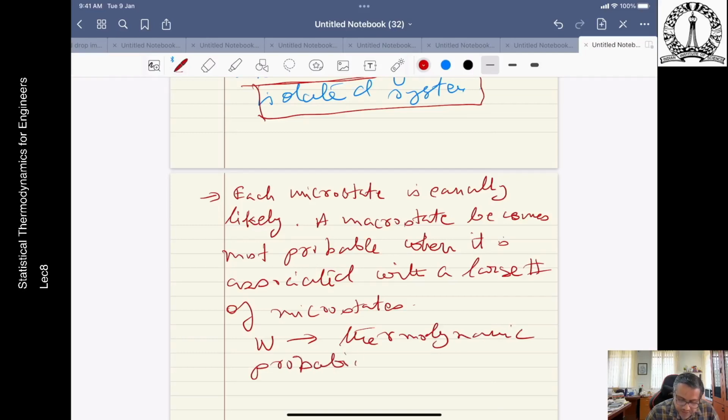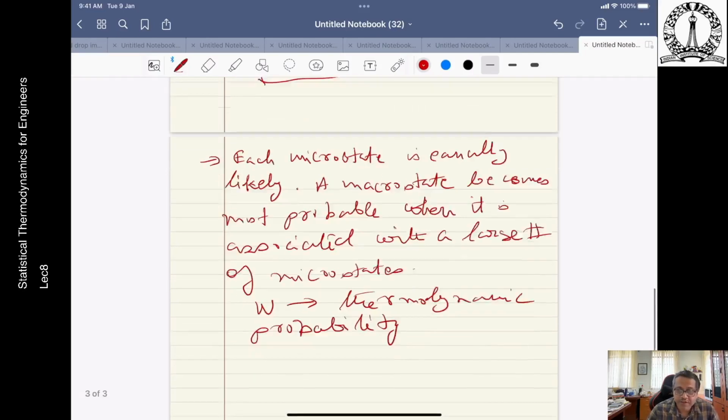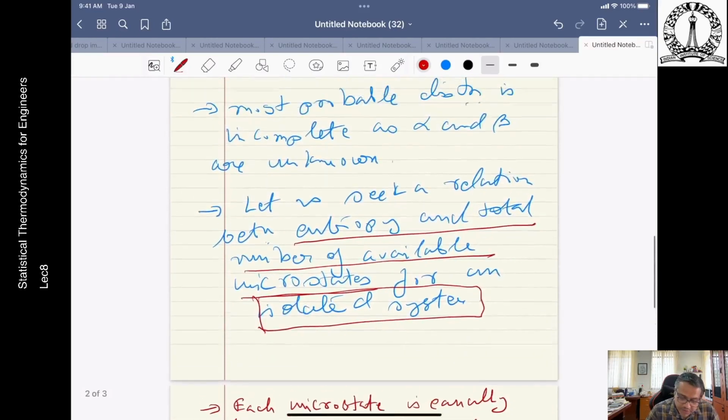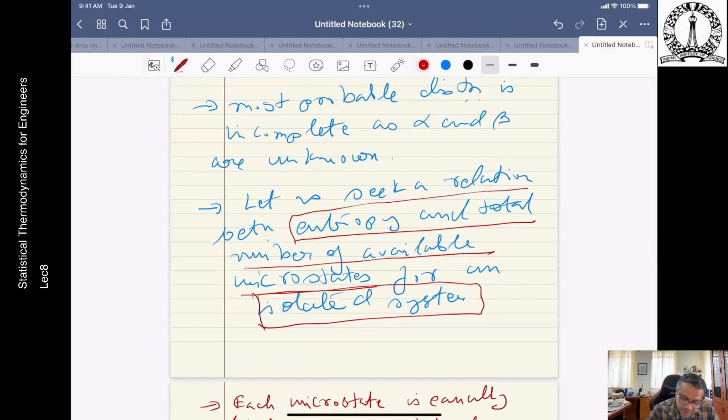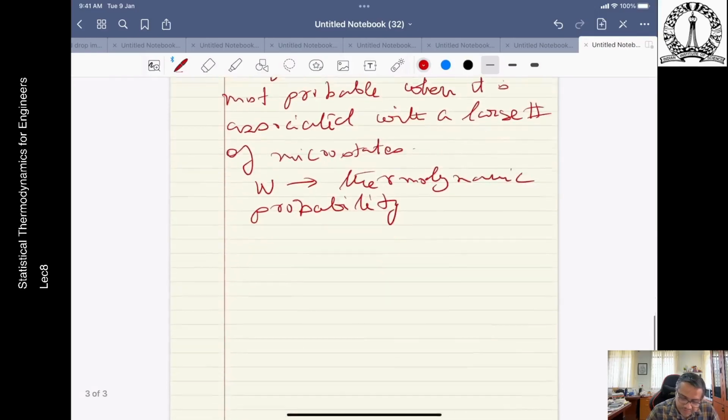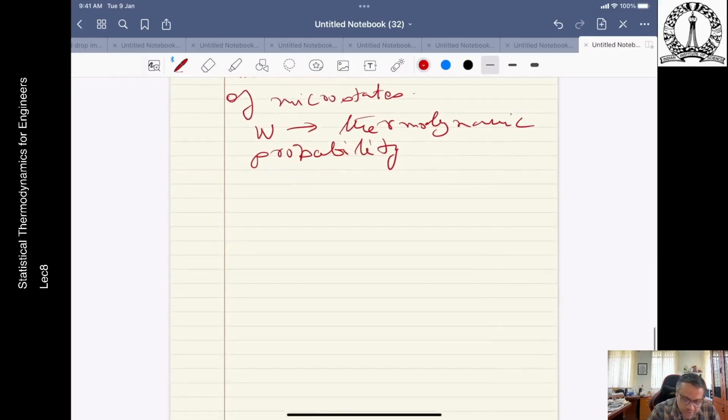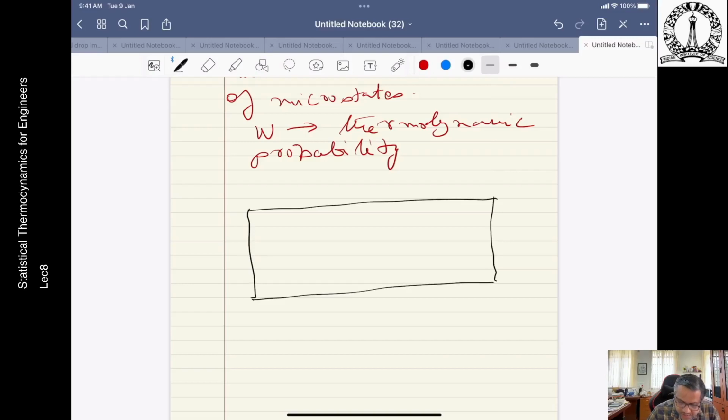So this is the journey we are going to undertake: we have to find out alpha and beta, but at the same time we have to find out a relationship between entropy and the total number of available microstates for an isolated system. So for doing that, let us assume this kind of configuration. Let's assume that this is a chamber that is completely isolated from surroundings.